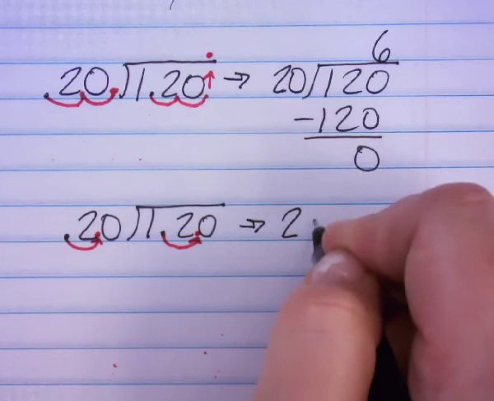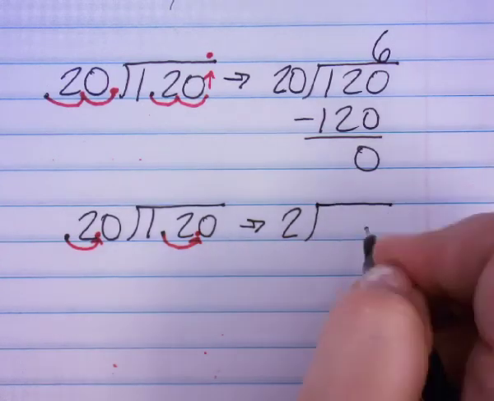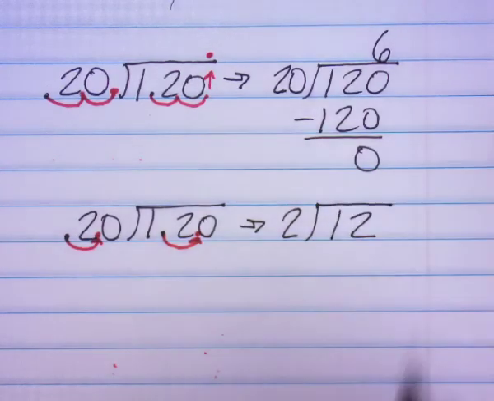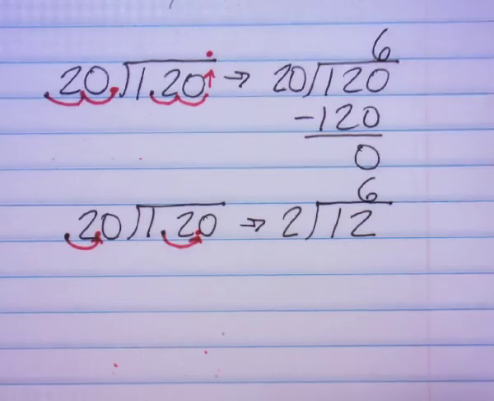He's saying 2 into 12. Six. It would make the same answer. Shazam! It works. Magic. Okay? Blam. Good thinking, Will. Good thinking.